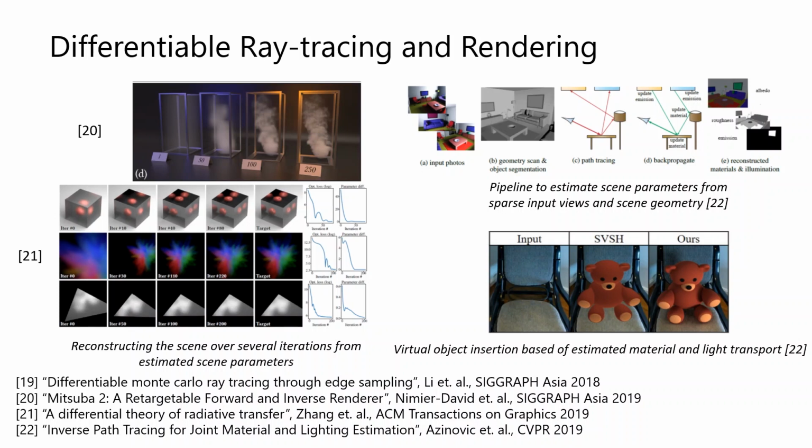On the left, you see such a differentiable renderer at play and how over several iterations, the improved quality of the scene parameters leads to better reconstruction of the scene image. On the right, you see a differentiable Monte Carlo renderer applied to estimating scene reflectance and light transport. This leads to realistic virtual object insertion into the scene. Although this method uses perfect ground truth geometry from synthetic scenes as input, we can hope to see the geometry being jointly estimated in future works.